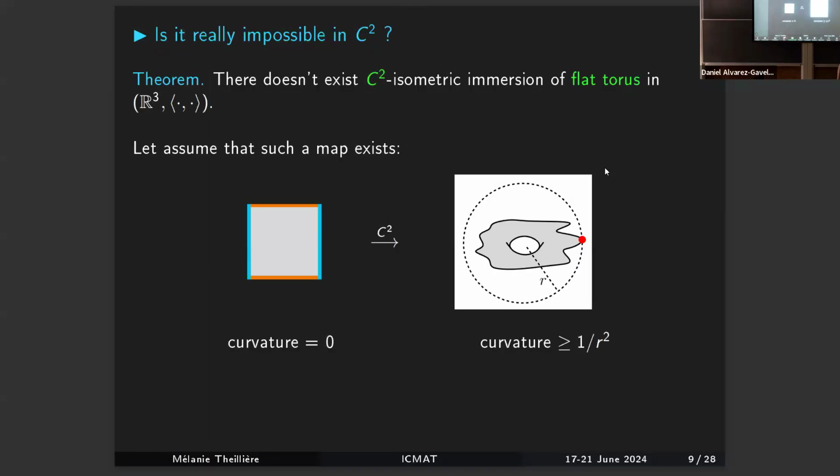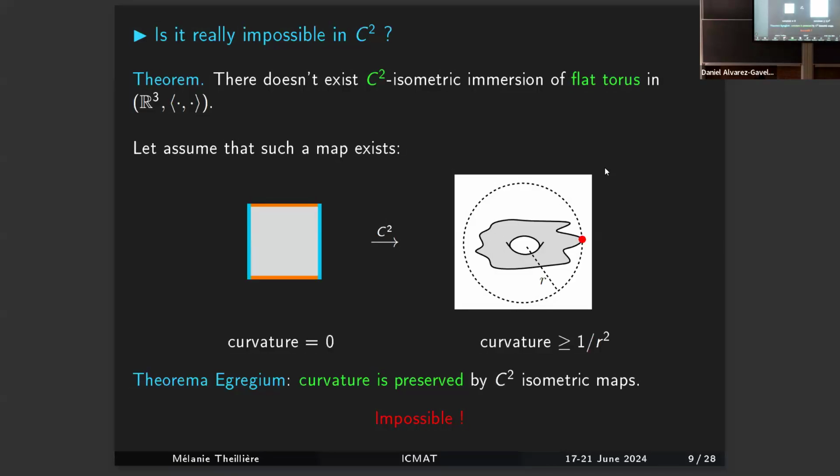And what do we know? We know that a flat torus is just a part of the plane, with curvature equal to 0. And here, we have a convex surface. That means we could put this surface into a sphere, reduce the sphere until we have a contact point here in red. So in fact, the curvature is greater than the curvature of the sphere. That means the curvature is greater than 1 over r squared.